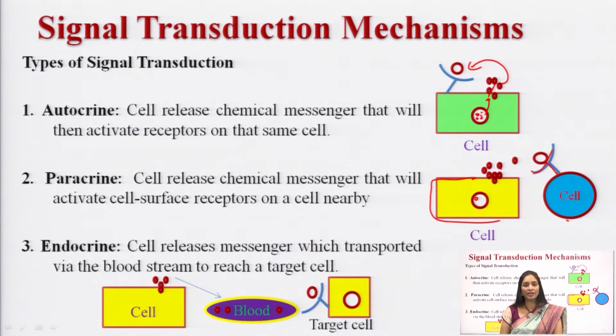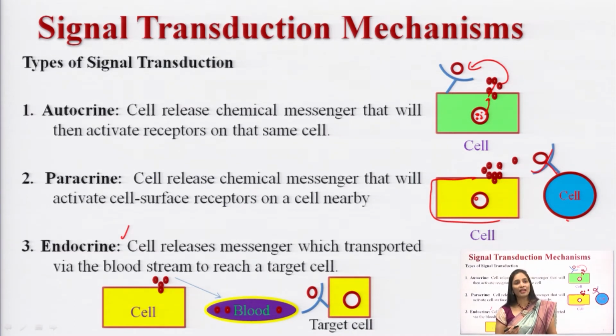And what is an endocrine? Endocrine: the cell releases the chemical messengers. Here also the cell will release the chemical substances, which will be transported by the blood, reach the target site, and show its action. Then it is called an endocrine type, right.